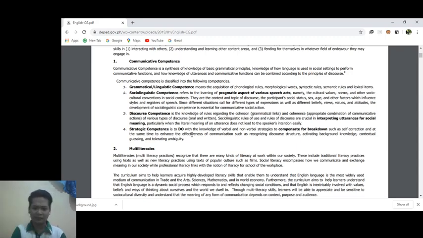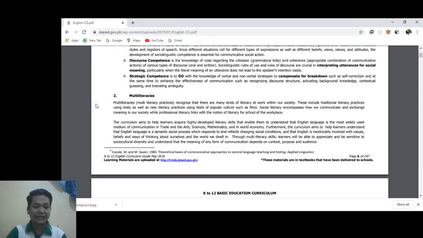So malawak yung sakop ni communicative competence, right? Could you just imagine a graduate who has this kind of competence? Surely he or she will be a globally competitive graduate, right? But again, it will start with you, okay? You have to reflect, ano ba yung mga kailangan ko pang i-improve sa sarili ko, okay? And then we also have here multi-literacies.